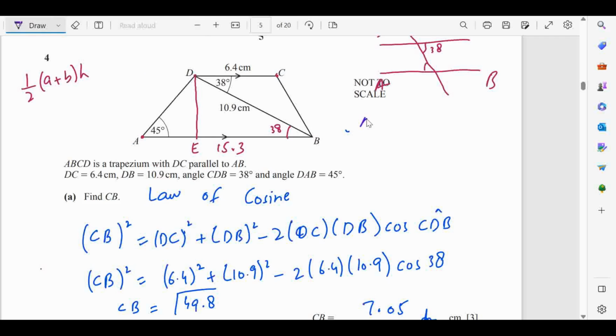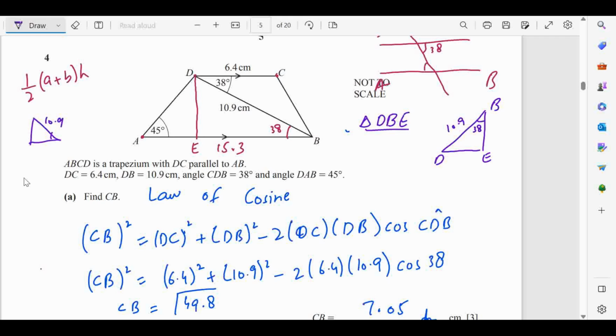Now let's consider the triangle DBE. Now this is the triangle. Let me draw it over here, just a rough sketch. So DB, and this one is E. This angle is of 38, and this side is of 10.9. So we can consider it like this. So this will be 38 and this is 10.9. We need to find out the height.